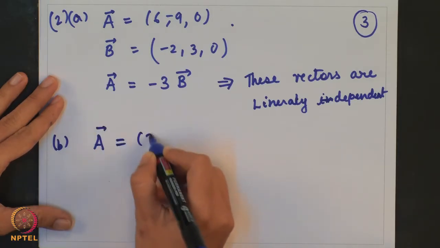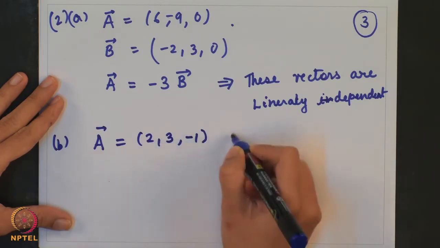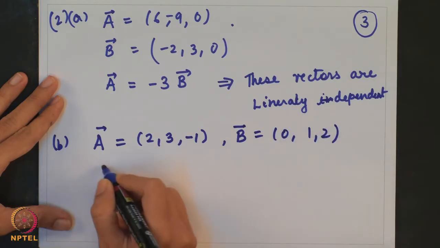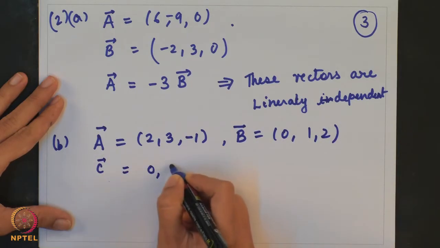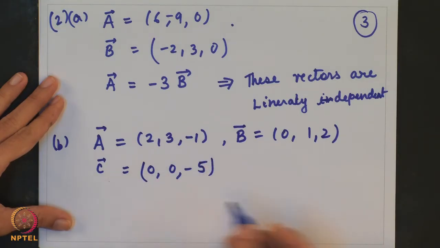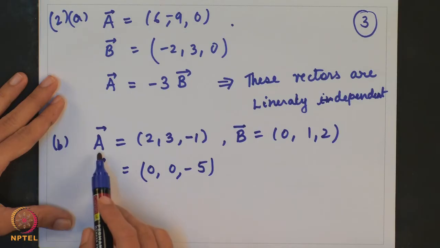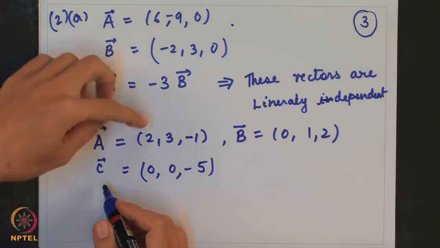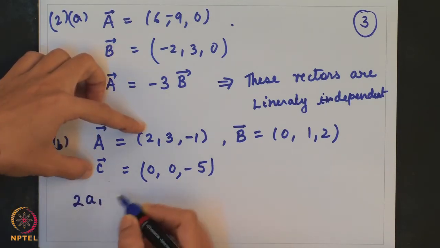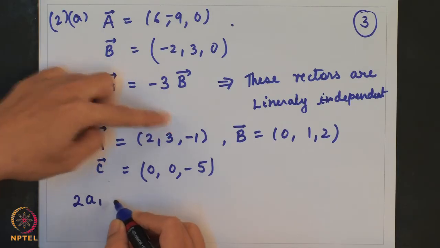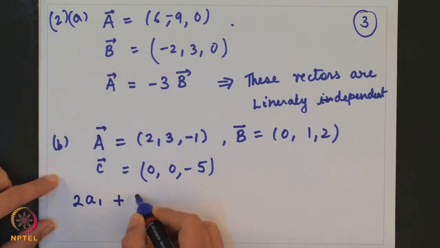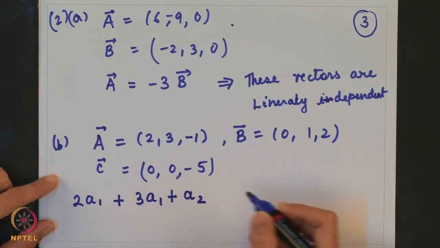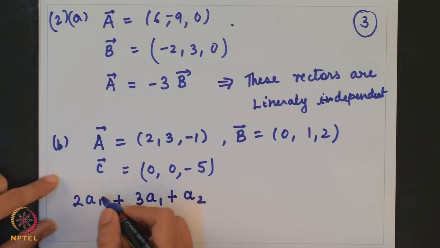Now, the B part is again very simple to check. This can be done. The vectors are 0, 1, 2 and C is 0, 0, minus 5. Now, I skip the step of writing a1 a plus a2 b plus a3 c. I can quickly write this as 2a1. The second term would be plus 3a1 plus a2.